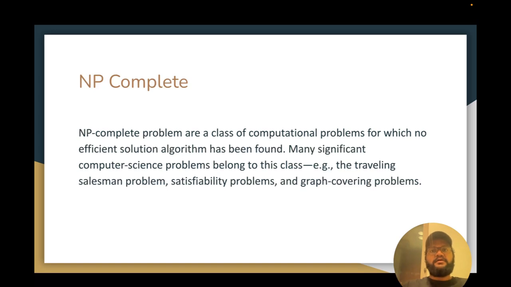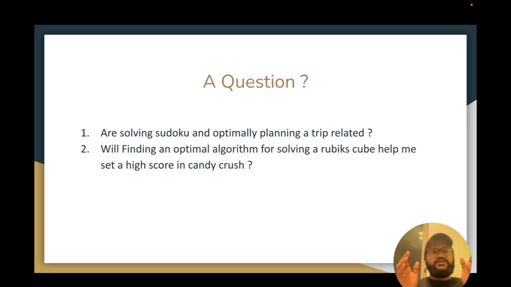Now, to establish this fact, let me quiz you. Do you think solving a Sudoku is remotely related to optimally planning a trip? Do you think finding a way to optimally solve a Rubik's Cube will help you set a high score in Candy Crush? Or is your strategy of playing Super Mario Brothers, the OG version, somewhat related to solving problems like cancer? These things appear to be completely different. But as we move on in the lecture, you'll find that they are somewhat related. And if you find a solution to one of them, you'll create a revolution.